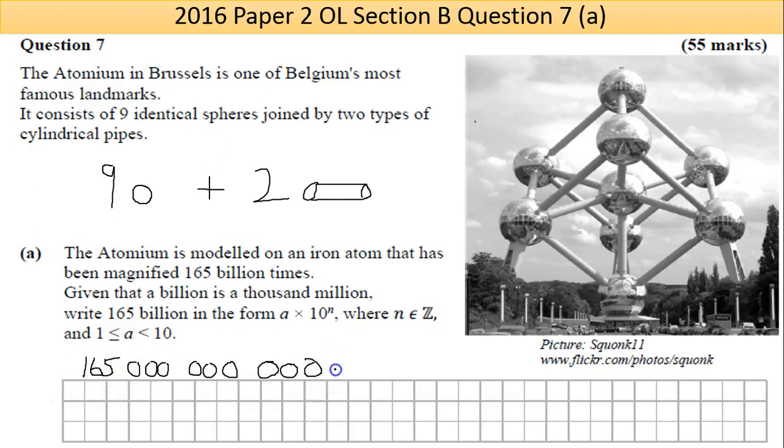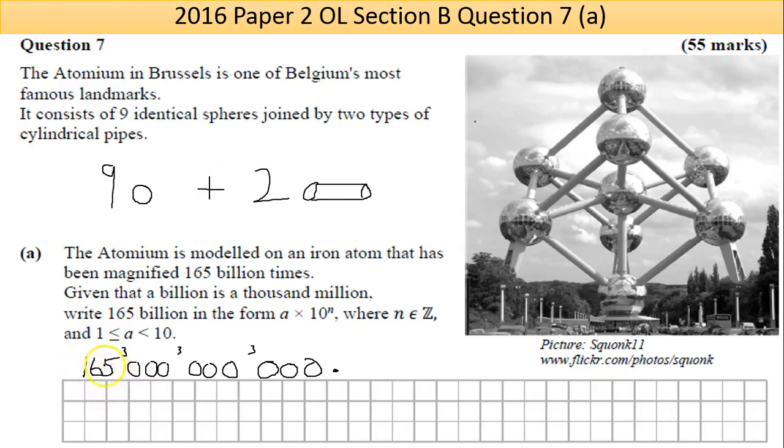So your decimal point starts off at the end. It's going to move the same number of times as the number of zeros. So 1, 2, 3. So that's 3 times. Another 3. And another 3. Now if you put your decimal point here, that's 165 by 10 to the power of 9.